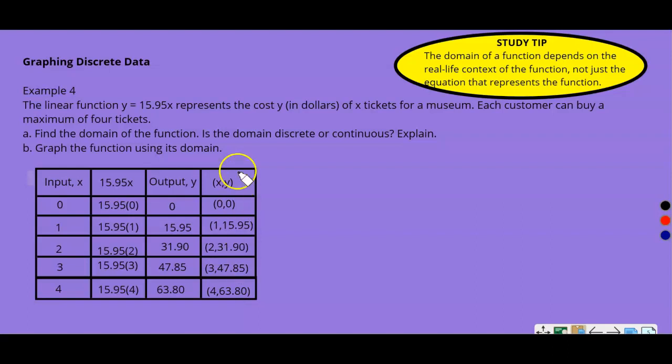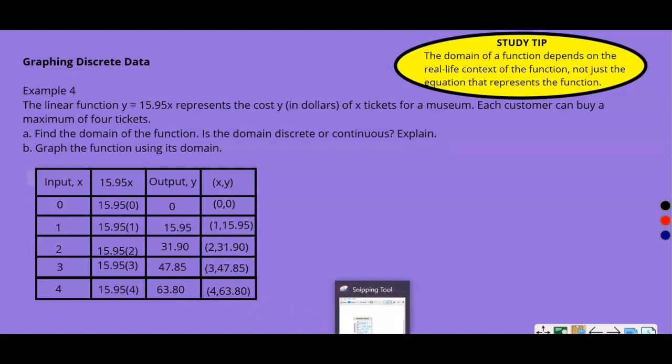And I can say that this is discrete because you can't buy half a ticket or part of a ticket, okay? So only these values will be the only values you can have, which makes it a limited number, so it is discrete. And that's why it's discrete, because you can't have half a ticket. All right, then it says graph the function using its domain. So if you use the domain 0, 1, 2, 3, 4, you plug that in, you get your output or your range. Your domain and range give you your ordered pairs.